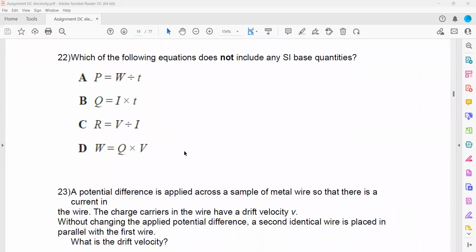Which of the following equations does not include any SI base quantity? So SI base quantities we have are length, time, temperature. So this one has an SI base quantity, that is included. This one has an SI base quantity, that is included. Current is also an SI base quantity, that's included. But in D, you can see there is no SI base quantity included. W is the work done, Q is the charge, and V is the voltage. So D is the right answer.